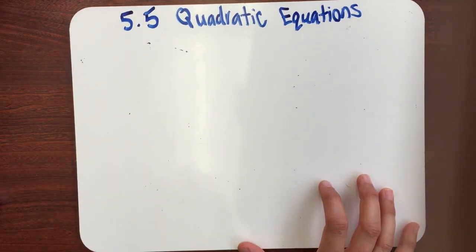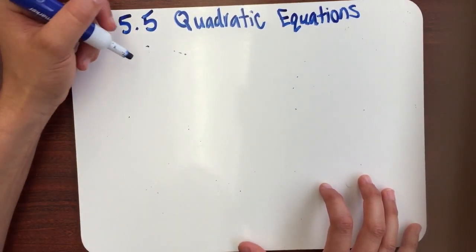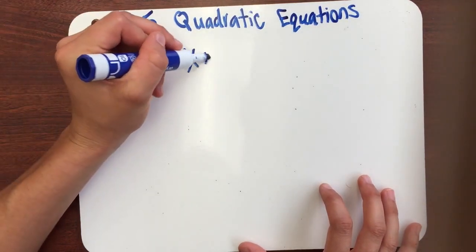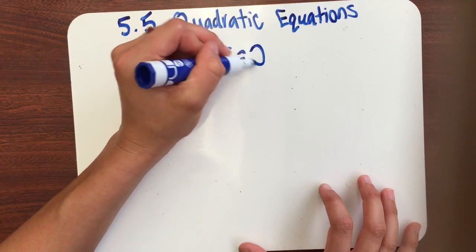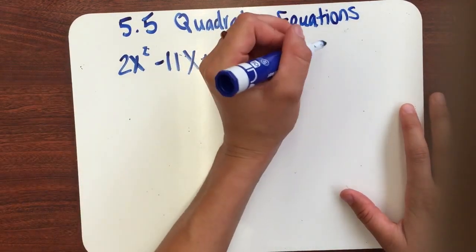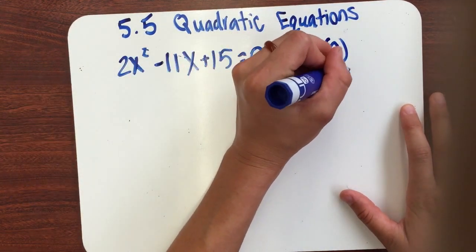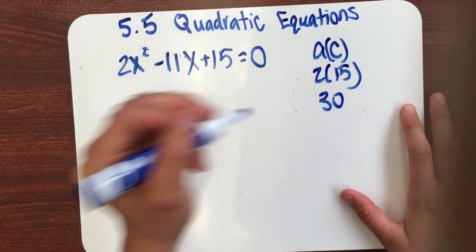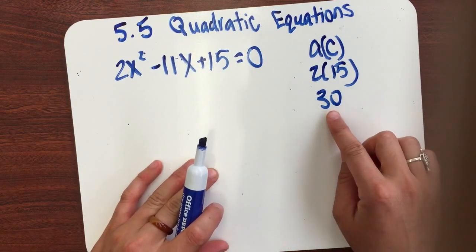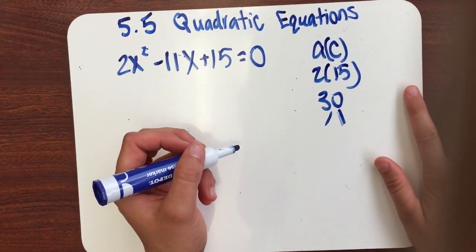We want to look at when the value of a is not 1. So for example, let's say we have 2x squared minus 11x plus 15 is equal to 0. So when a is not 1, we're going to do a times c, 2 times 15, the factors of 30 that add up to negative 11. So since it has to multiply to a positive and add up to a negative, that means that we're going to have two negative numbers.